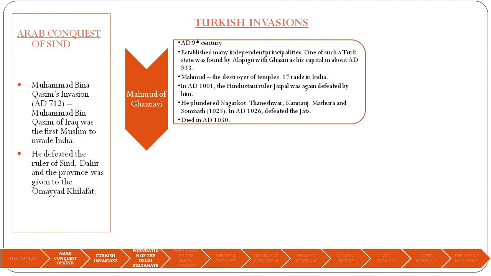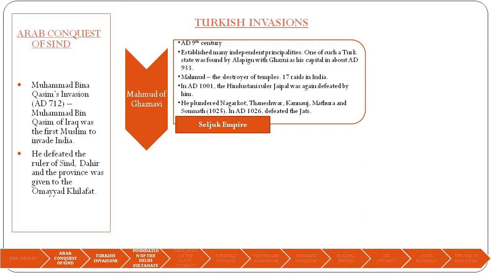Towards the close of the AD 9th century, the vast empire of the Arabs broke up and the Turks, who got the upper hand over the caliphs of Baghdad, established many independent principalities. One such Turk state was founded by Alptigin at Ghazni, with its capital, in about AD 933. For India, the memories of Mahmud exist as only that of a plunderer and a destroyer of temples.